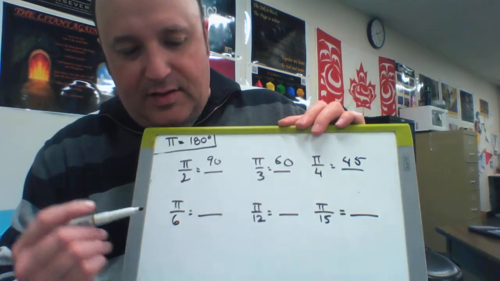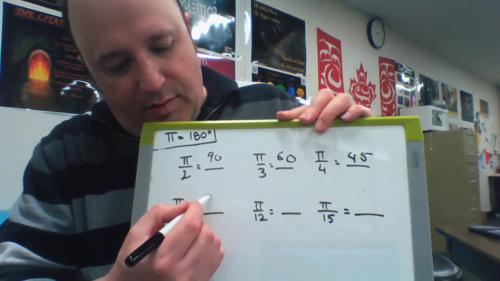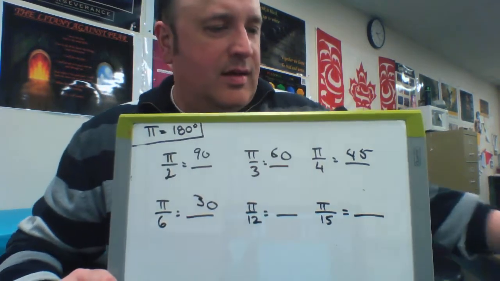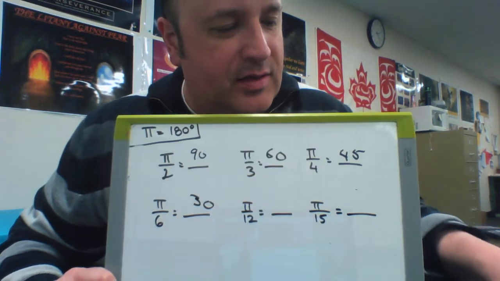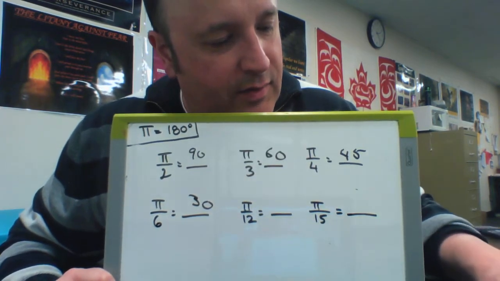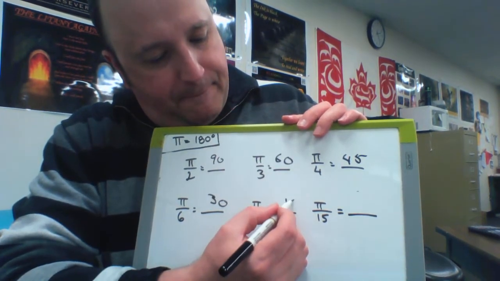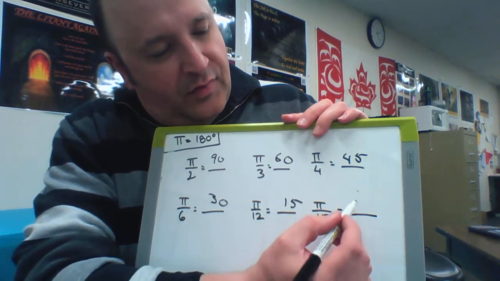Pi divided by 6. Well, 180 divided by 6 is 30. Pi divided by 12. I can't quite remember my times tables. I think it's 15. 180 divided by 12. Yep, that's 15. And of course, pi divided by 15 will be 12.